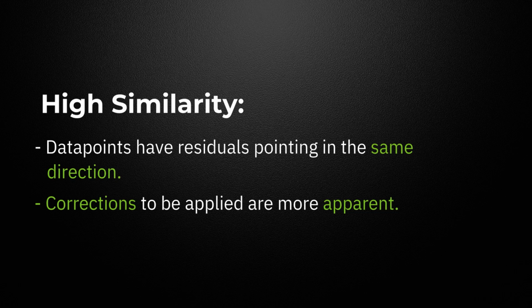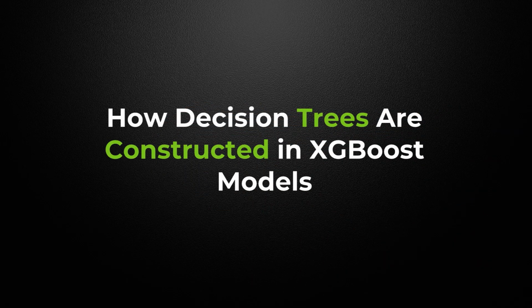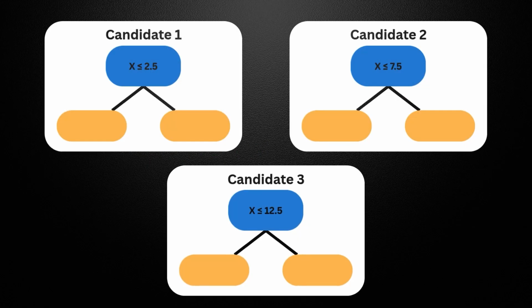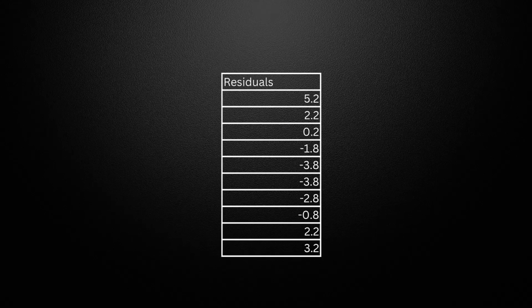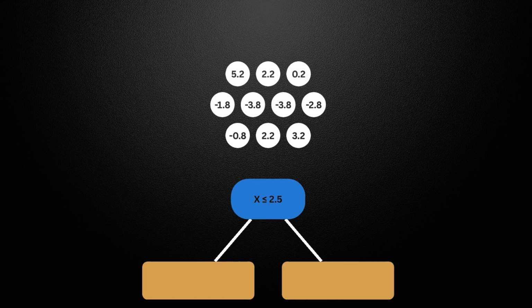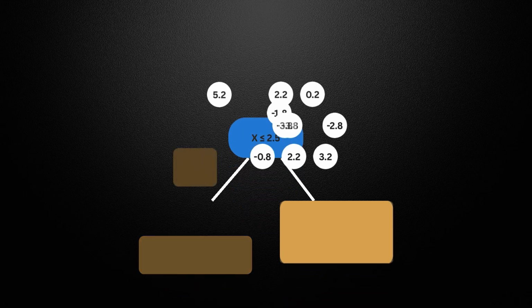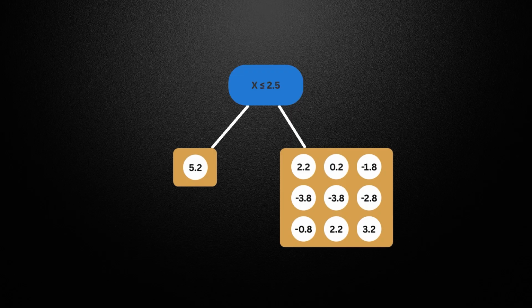The next step is to build the tree. This is a special tree, which is built quite differently compared to a vanilla decision tree. We'll show three candidates, 2.5, 7.5, and 12.5. The recipe is the same each time. So let's start with the threshold 2.5. First, the residuals are sent left or right based on whether they satisfy the condition of x being less than or equal to 2.5.